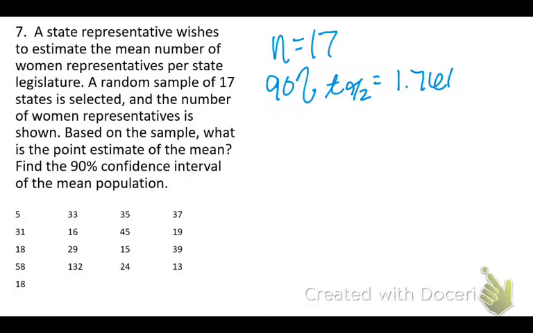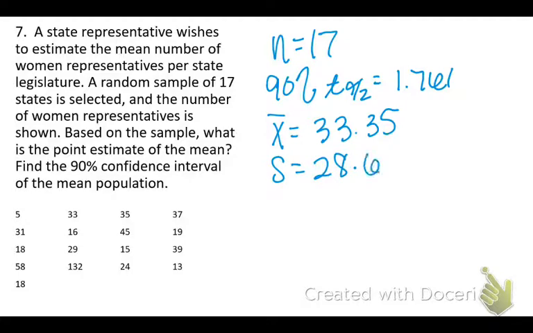All right, so from our calculator, we were able to figure out that our mean is going to equal 33.35, and then our standard deviation was 28.69. I just went ahead and rounded to 2 decimal places. And actually, I realized that I made a mistake.